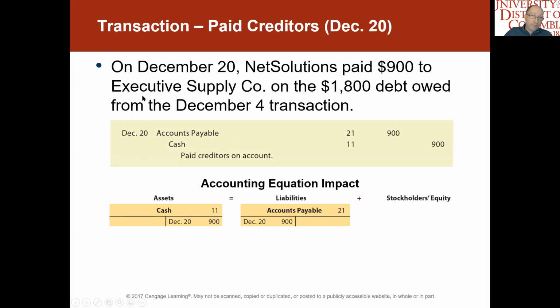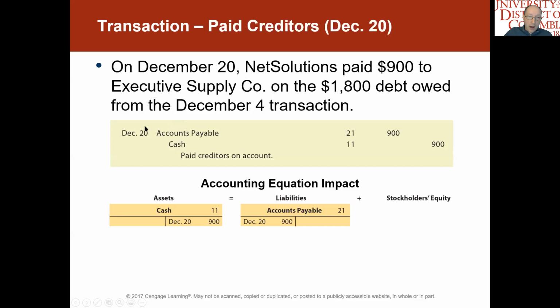Okay, next example. I'm going to pay some bills on December 20th. Company pays some bills, $900, for that equipment that we had bought earlier. Remember the office equipment that we bought earlier? We owe them $1,800, but at this time I'm only going to pay them $900. I'll pay the balance at a later date. It's okay. They said it's all right. So I'm going to reduce my accounts payable by $900 and reduce my cash by $900.